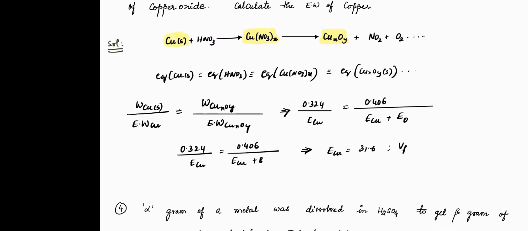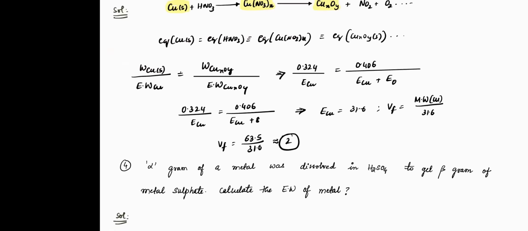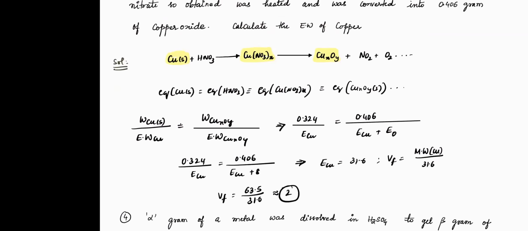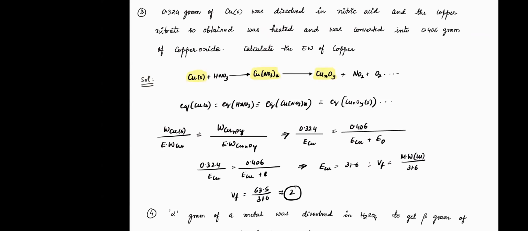Okay. So valency factor of copper would be equal to molar mass, molecular weight of copper, divided by 31.6. So valency factor is equal to molar mass. Molar mass of copper is 63.5 divided by 31.6. So approximately you're getting this as 2. So the valency factor in this case is 2. Equivalent weight is 31.6. Please do check, everybody.